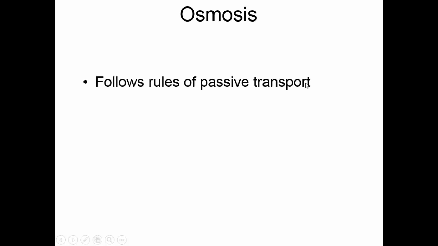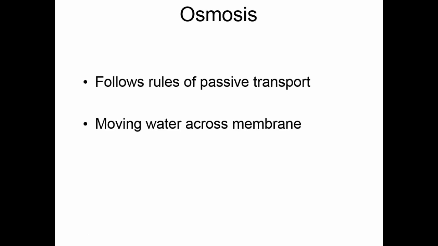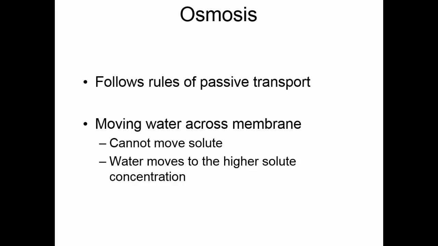Osmosis also follows the rules of passive transport, but this time we're interested in where the water is. We're moving water across the membrane. Osmosis comes into play whenever the solute can't move across the membrane. That is, the membrane is impermeable to the solute involved. Water will move across the membrane to the higher solute concentration to try to equalize the concentrations.